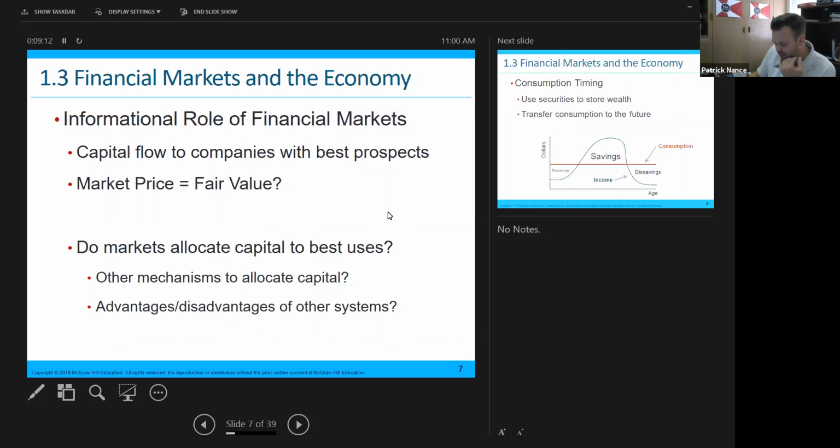And there are other systems. That's an area I'll skip over for now. You can look at those on your own. But there are disadvantages and advantages to other systems that work this way too. But this is the capitalist version of the system.